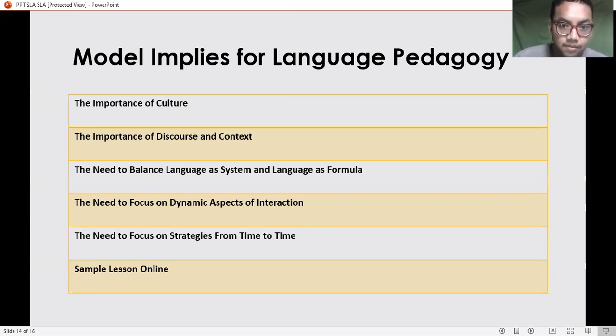Then the need to focus on strategies from time to time. Yes, we have to focus on strategies. As I said, strategic competence is combining all of the competences. This is how to combine all of the competences, so we also focus on the strategies, and we have to give attention to strategies from time to time.